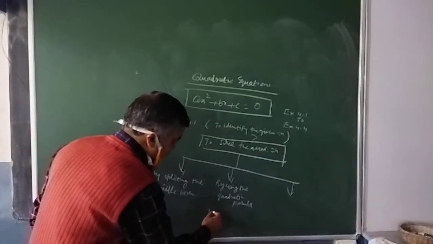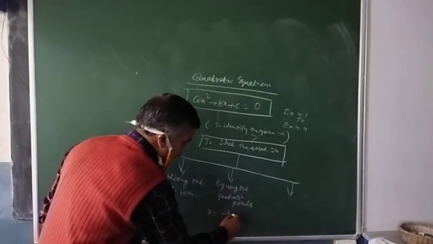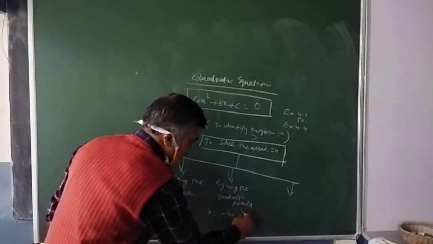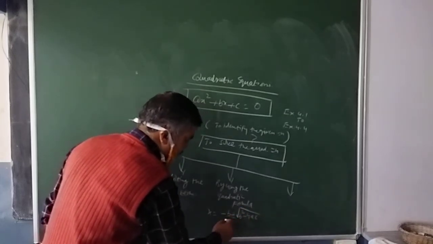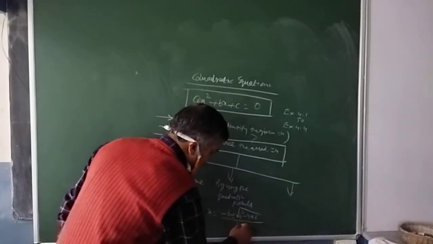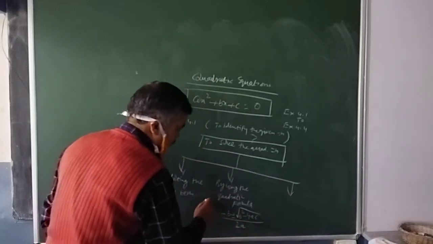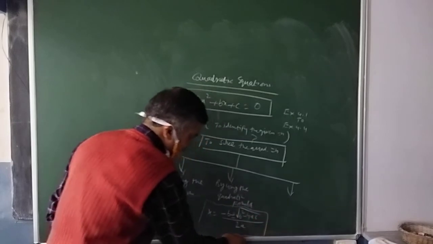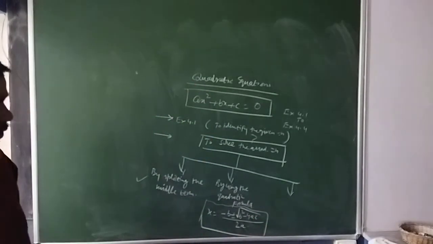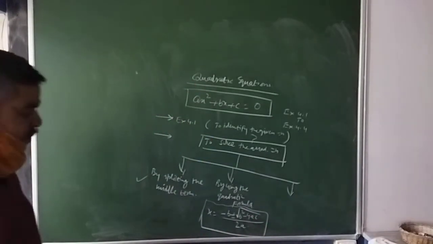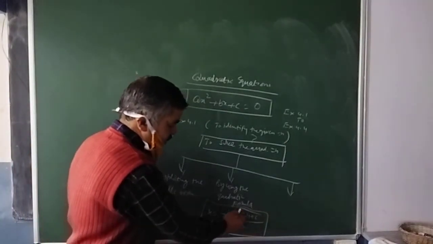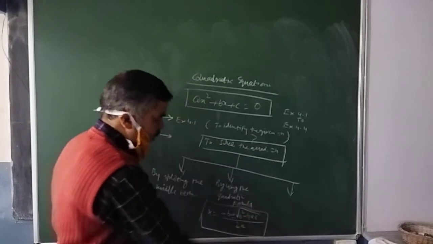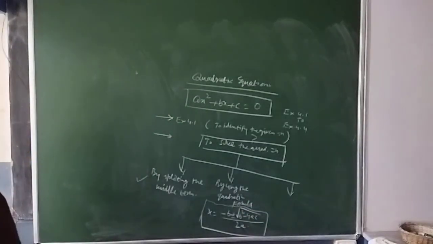the formula is x is equal to minus b plus minus square root of b square minus 4ac, upon 2a. So this is the quadratic formula. x is equal to minus b plus minus square root of b square minus 4ac, upon 2a. So this is the second option available with you to solve the quadratic equation.